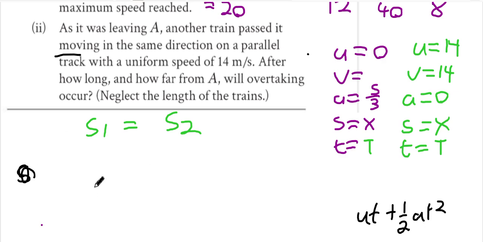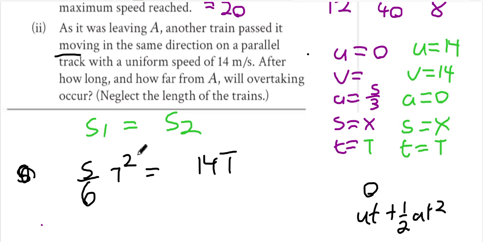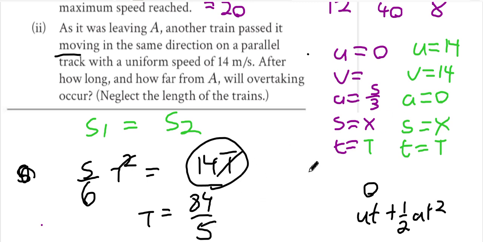Okay, now here we go. 14t for s2. For s1, it's ut, and ut is 0. A half at squared is going to be 5 over 6 t squared, a half of a. Then I just have to solve this. Cancel one of the t's. That's t equals 0 gone. Multiply by 6, so it's 84 divided by 5. That's your time. Then you can put it back into 14t, because every second you're traveling 14 meters. So what's 14 multiplied by 84 over 5?